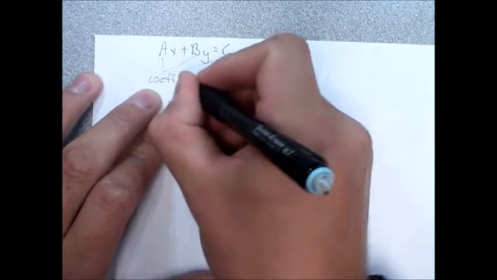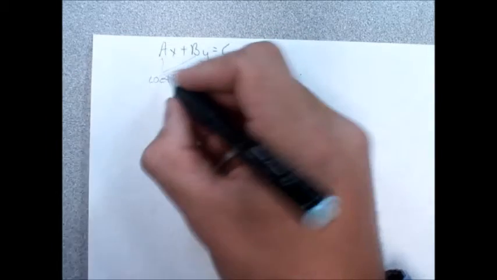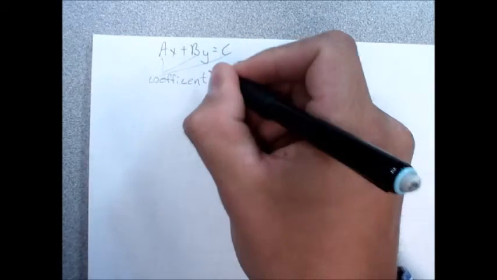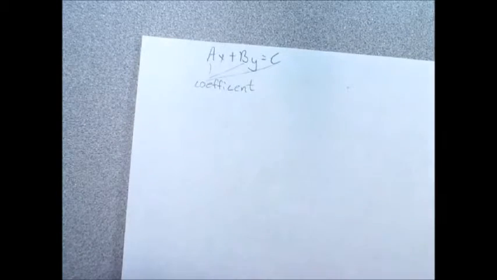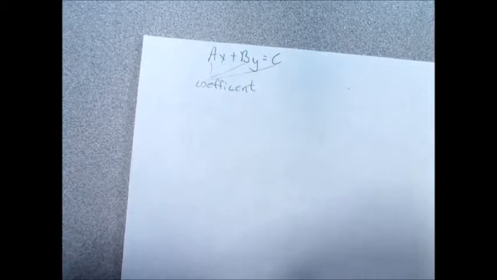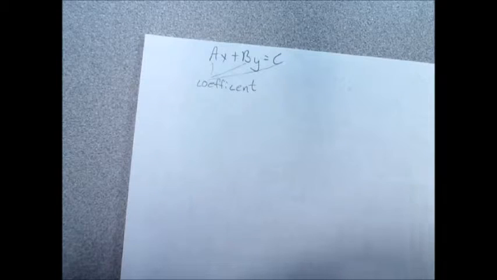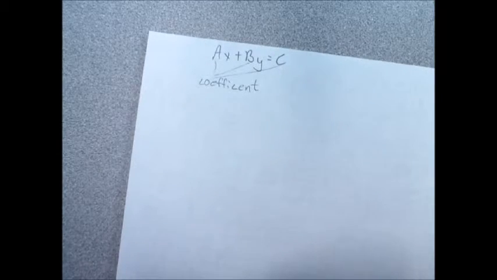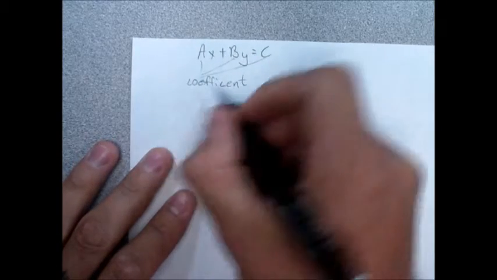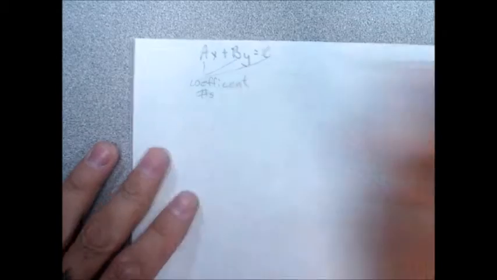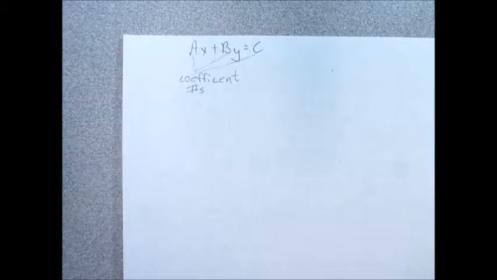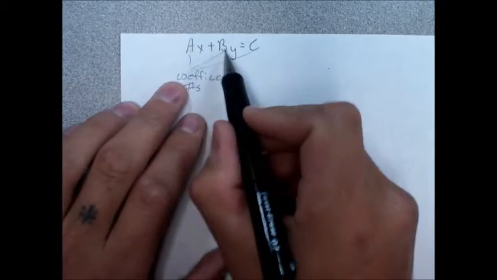I use the word coefficient, but what are coefficients? Coefficients are not variables, they are numbers. Right? So coefficients are really just the numbers in front of the variables. The variables are still x and y. There are going to be numbers in this equation.